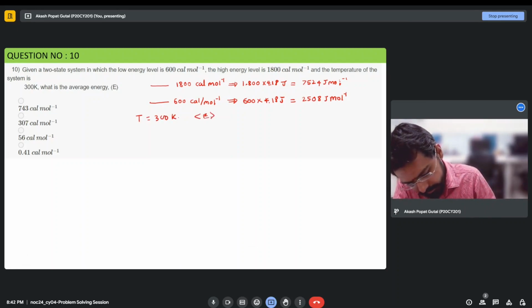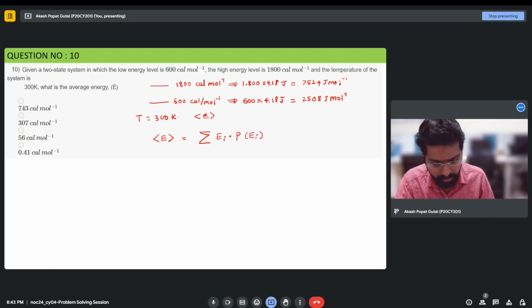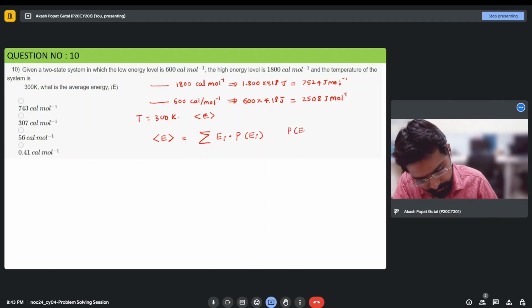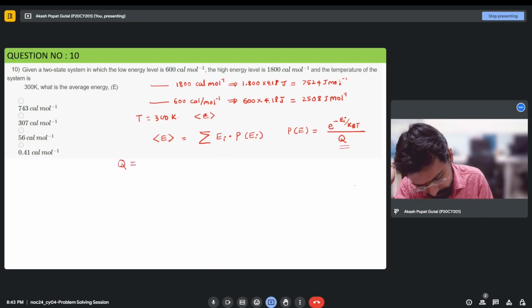The temperature is given as 300 Kelvin, and we need to find out the average energy. From the previous discussion, we know the average energy formula is the summation of individual Ei times the Boltzmann distribution P of Ei, and we know P of Ei is e raised to minus Ei divided by kBT, divided by the partition function Q. First, we need to calculate the partition function, which is the summation of e raised to minus Ei by kBT.